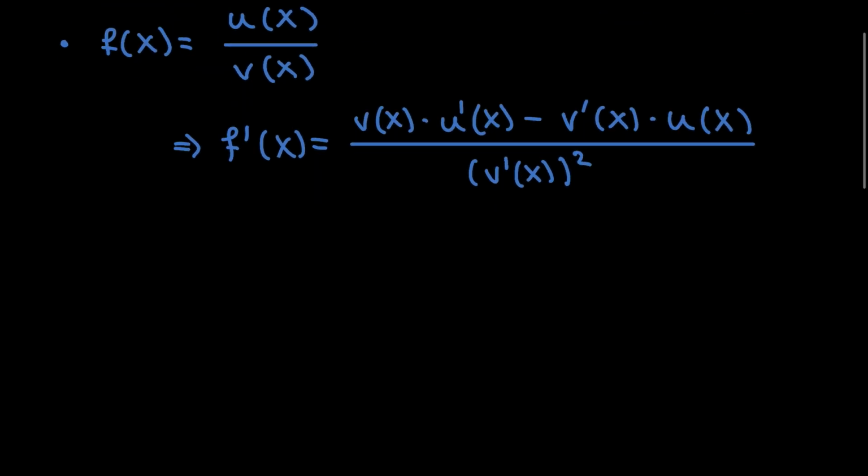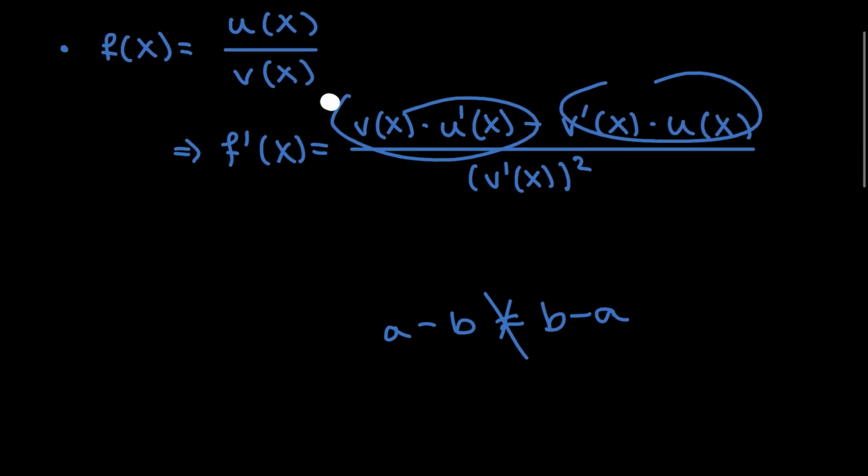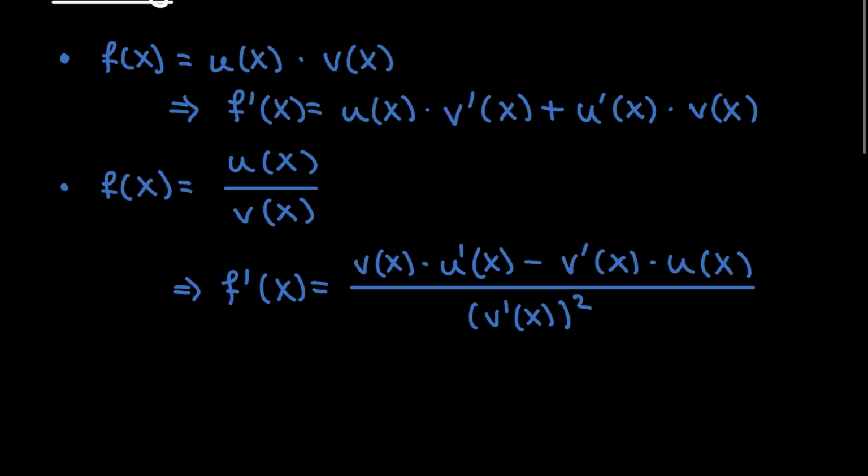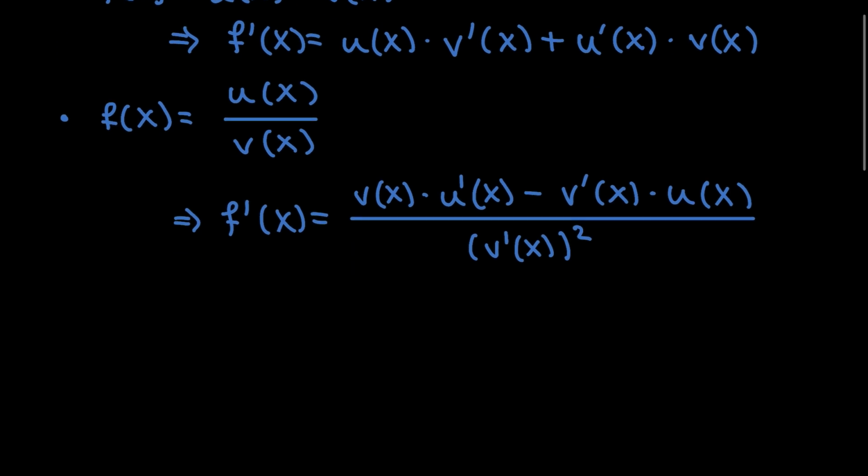And a minus b isn't necessarily the same thing as b minus a. Okay, it's not necessarily the same thing, so you can't just switch these two around. So you have to pay attention to the order, unlike in the product rule when you can just switch these two terms around and it would just be the same thing. And then remember, you're dividing by the derivative of the denominator squared, so don't forget this square either.